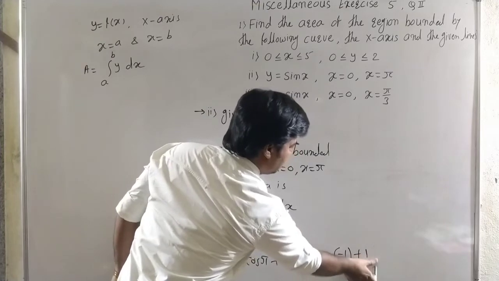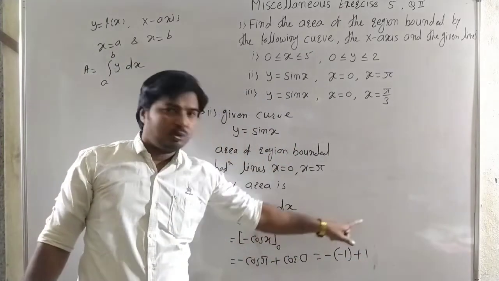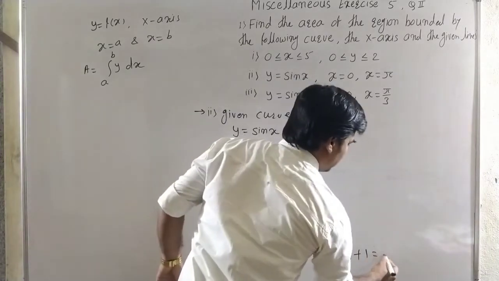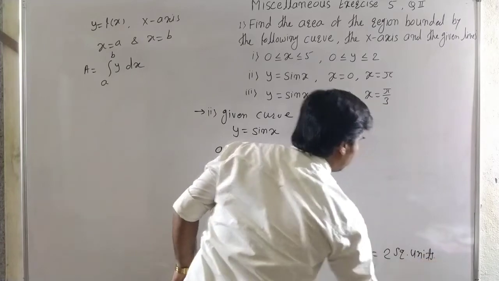Okay, see carefully this. Here it is minus cos pi, which is minus 1, and cos 0 is 1. So we can write it is 2 square units. It is the required area.